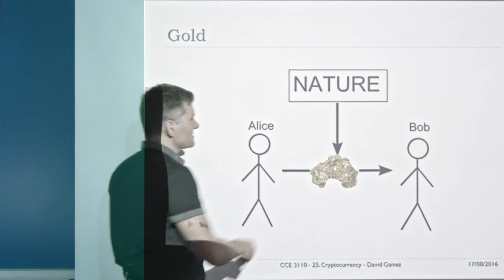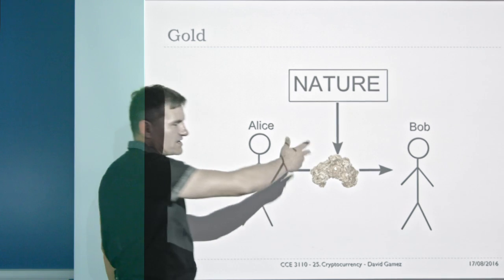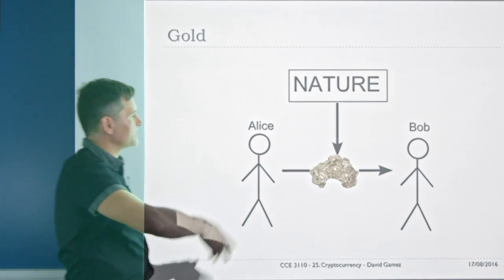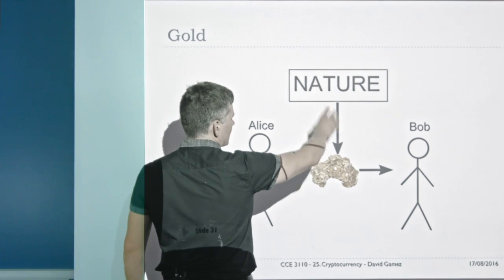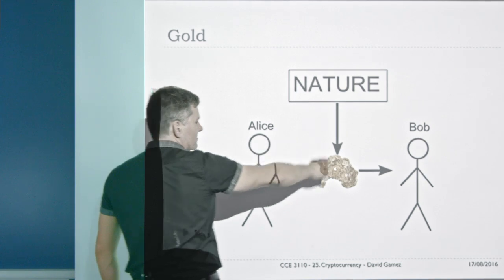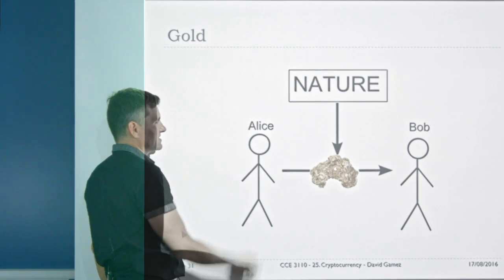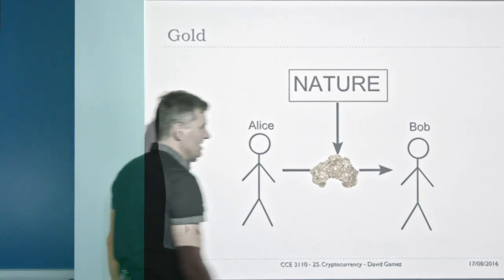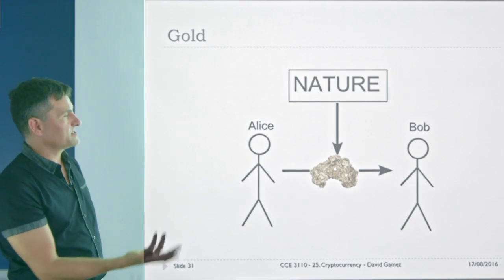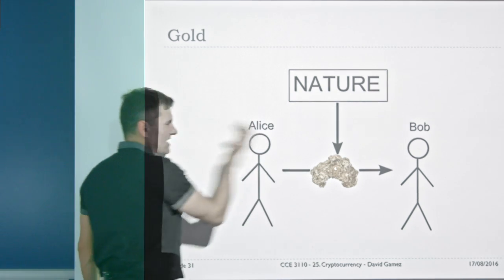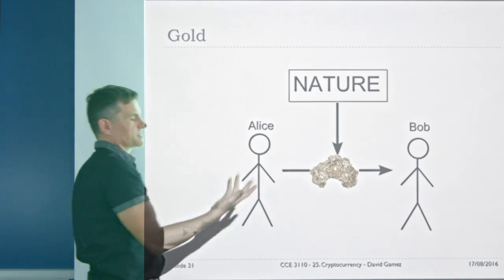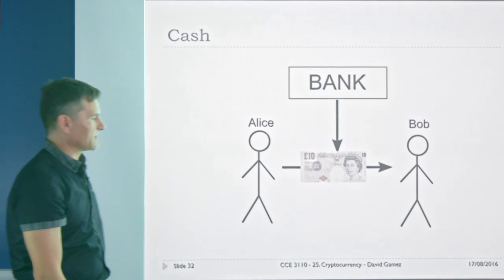So in case of gold, what limits the supply was nature. There's only a finite amount of gold. It's quite hard to get out of the ground, all the rest of it. And it's nature that also provides the way in which people can verify it. So Alice gives a lump of gold to Bob. Bob can bite it, check its density, do some chemical tests. It's the nature of the gold that determines its authenticity.